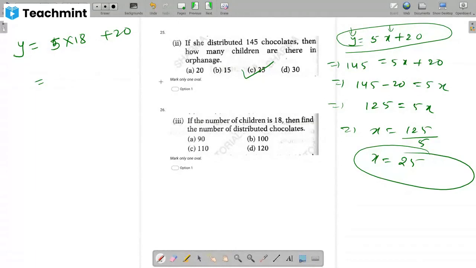Yes, this is correct. So now we'll simply multiply: 5 times 18 is 90, plus 20 is 110. So the correct option is option C.